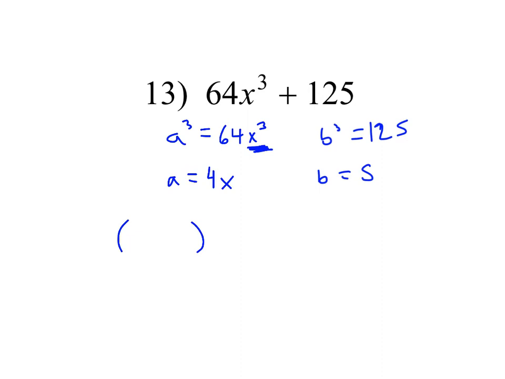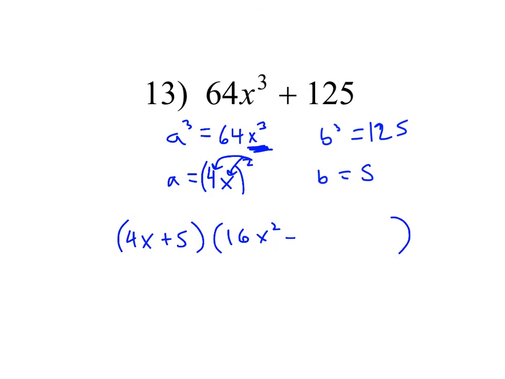So now we plug it in. So we start with a plus b. How would we write that? 4x plus 5. Then we have a squared. A equals 4x, so it's all of 4x squared, so the 4 is squared and the x is squared. So this would be 16x squared. So just don't forget to square both the 4 and the x.